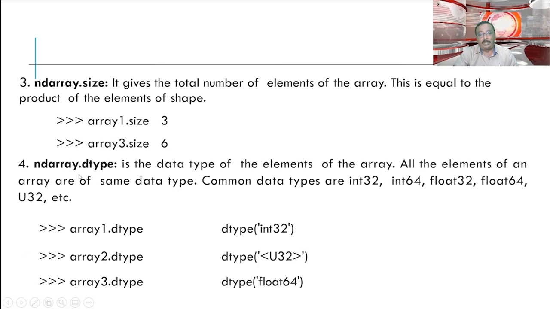And the next attribute is data type, dtype. ndarray.dtype is the data type of the elements of an array. All the elements of an array are of the same type. The common data types are int32, int64, float32, float64, u32, etc. So in the previous example, array 1 is of int32, array 2 is of u32, and array 3 is of float64.